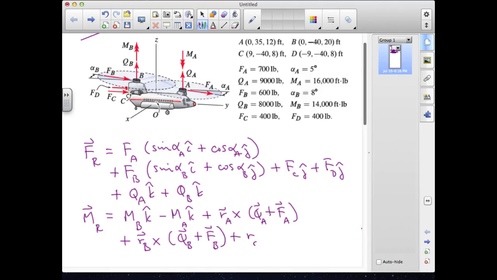plus RC cross FC plus RD cross FD. So symbolically, that's the result of our calculation. Now we just have to plug in all the numbers and get the numerical values.